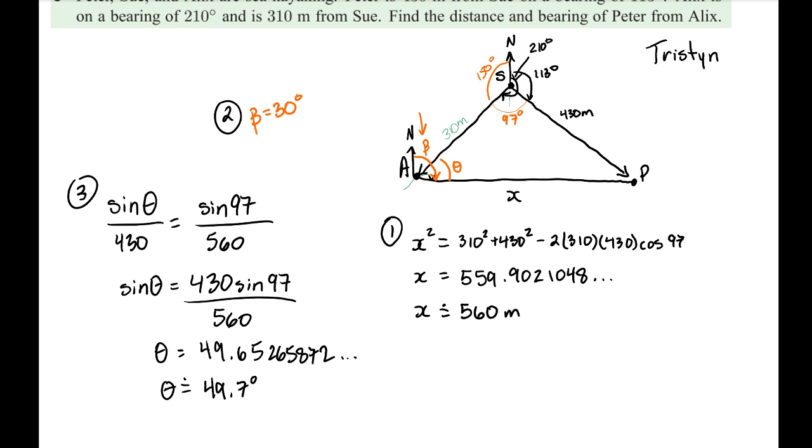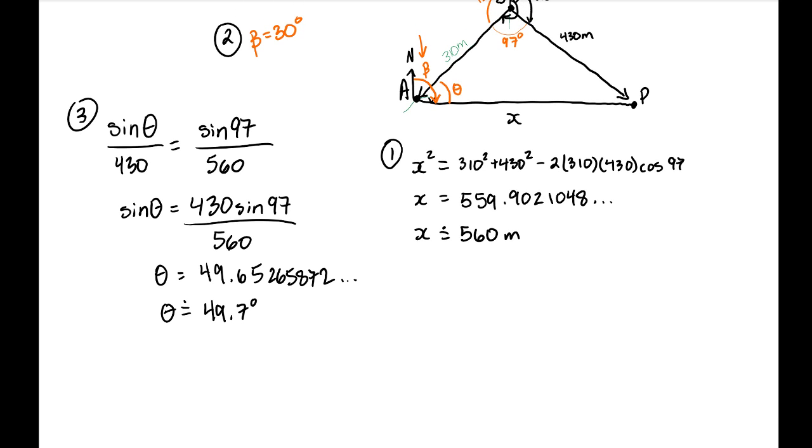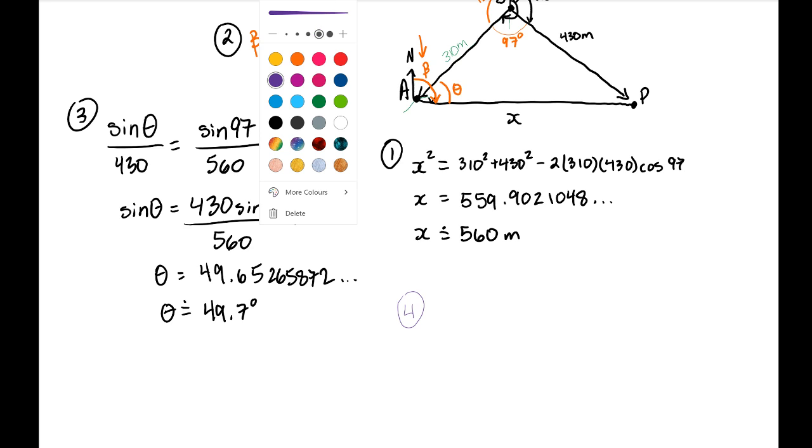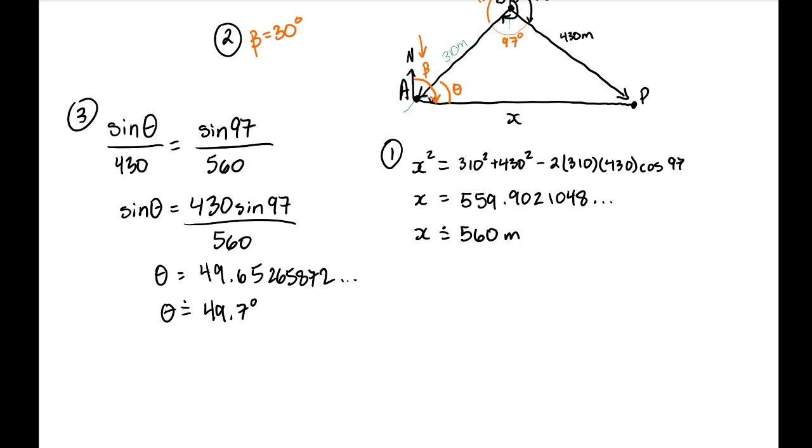And so the angle that I'm looking for, the bearing, this will be my fourth step. Why are all these pens so small? Every time I write, I feel like it's practically invisible.